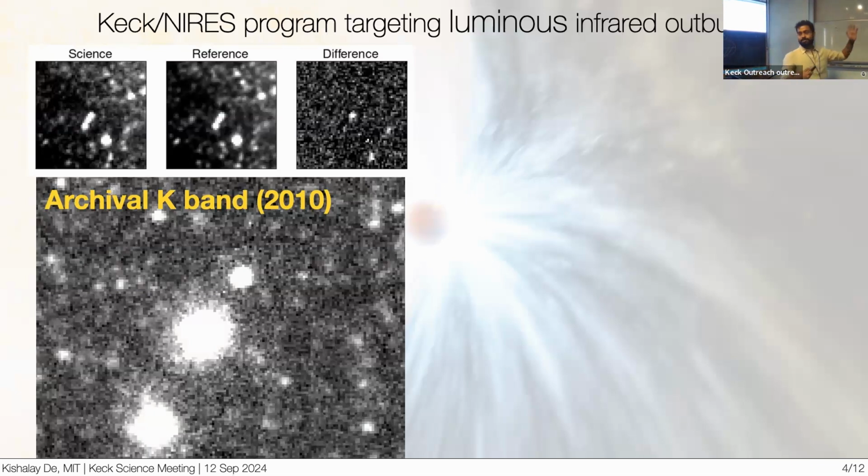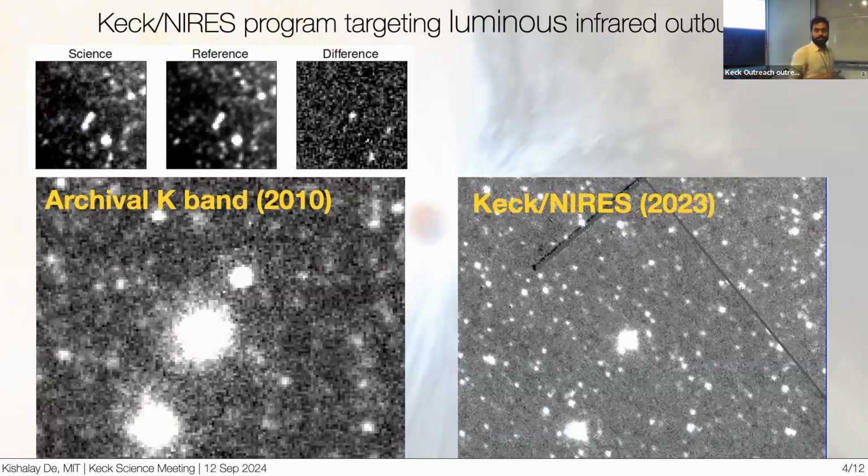And I was like, okay, the star was there. It did something in the infrared. Not exactly sure what it was. Let me go and take a NIRES spectrum of it, because NIRES covers the entire wavelength band, and we can actually get all the features we're interested in. And this is what it looked like in NIRES.